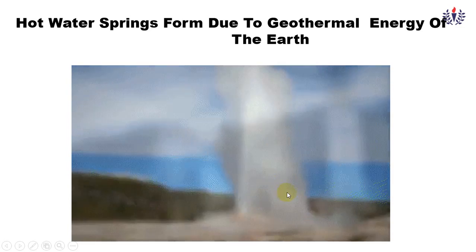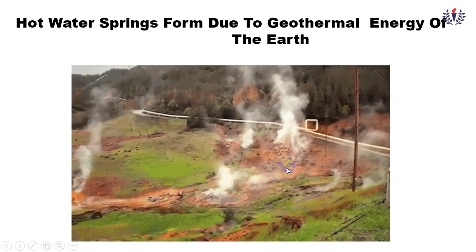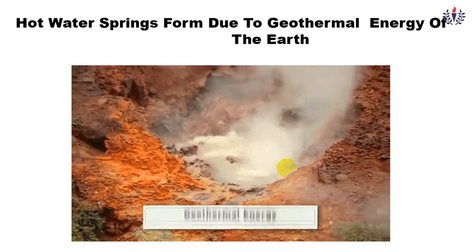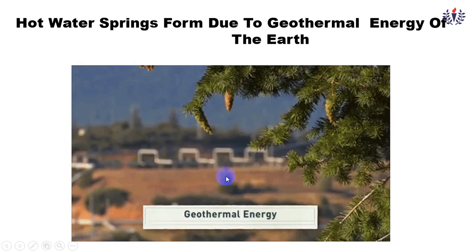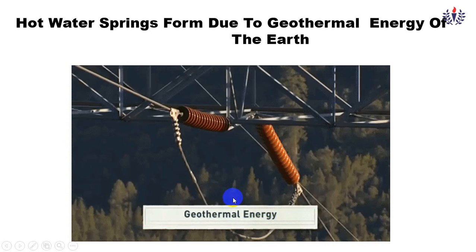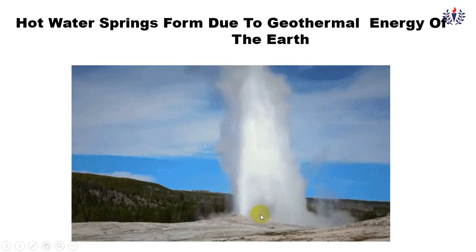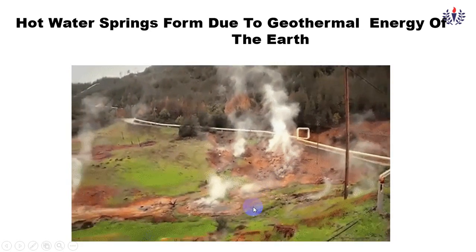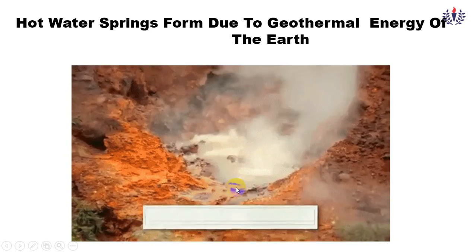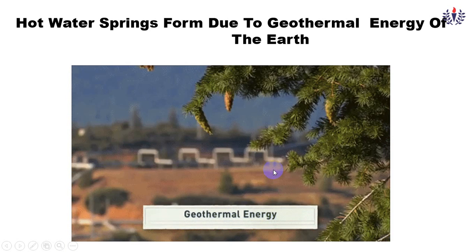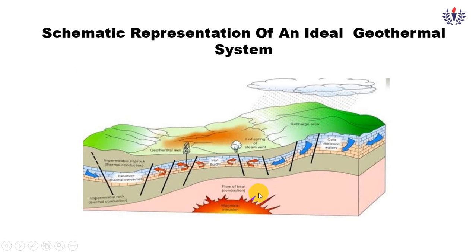So here you can see hot water springs due to geothermal heat from the earth. This is the earth. This is where geothermal energy can be used for electrical power generation. Similar to a volcano explosion, which is quite natural, here we are producing it in an artificial form. How is it produced in the artificial form? Here you can see this is the magma.